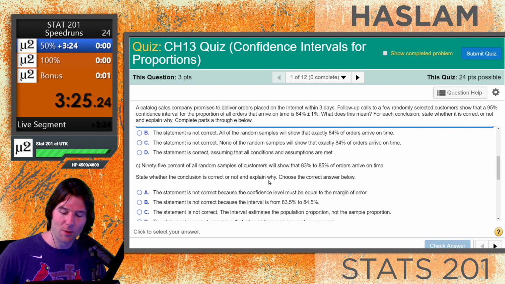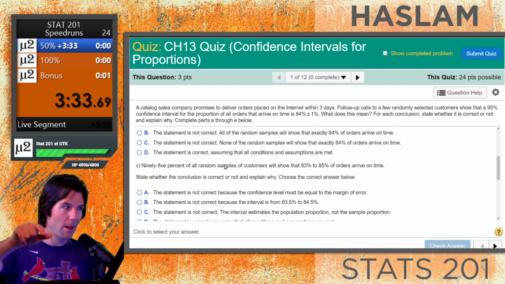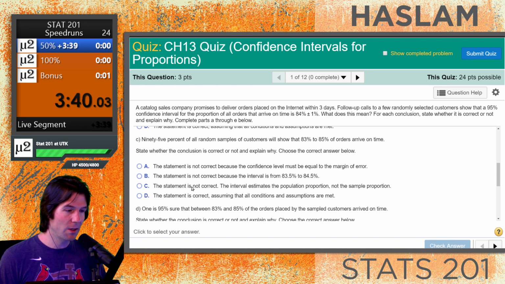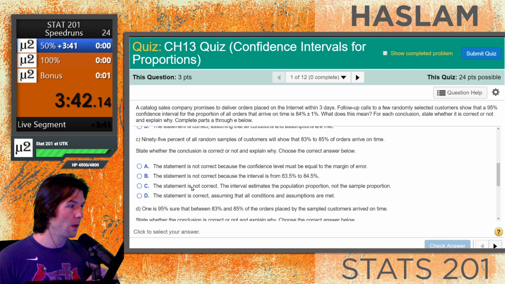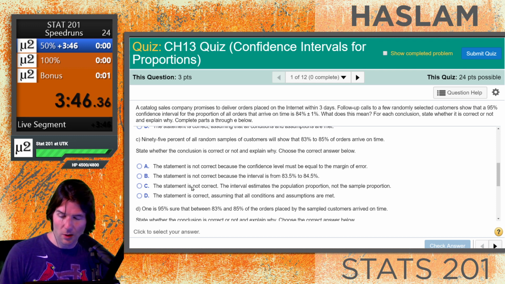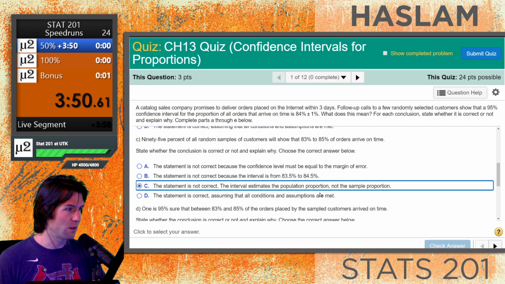95% of all random samples will show. Once again, this one's talking about random samples here, though. This one's talking about random samples, and Streamlabs should be on the job. Come on, Streamlabs, you got this. This one's talking about random samples again, so this one's definitely not correct because we just said a moment ago that we're going to deal with population parameters, and that's what we're trying to estimate. So this statement is not correct because the interval estimates population parameters, not sample statistics.